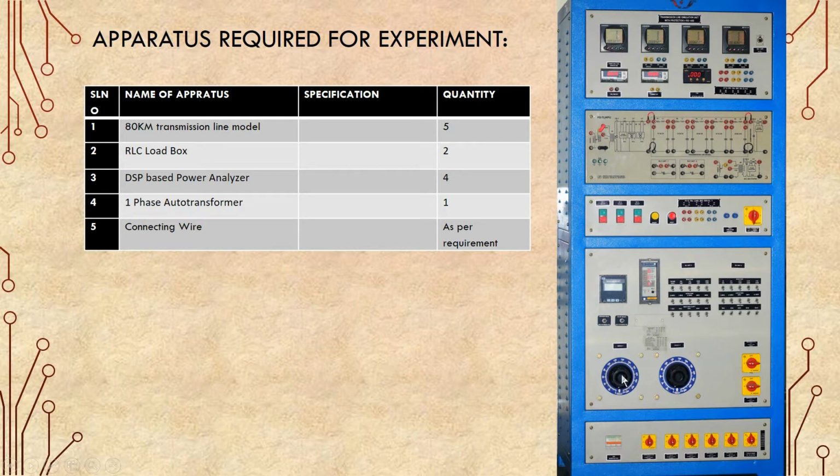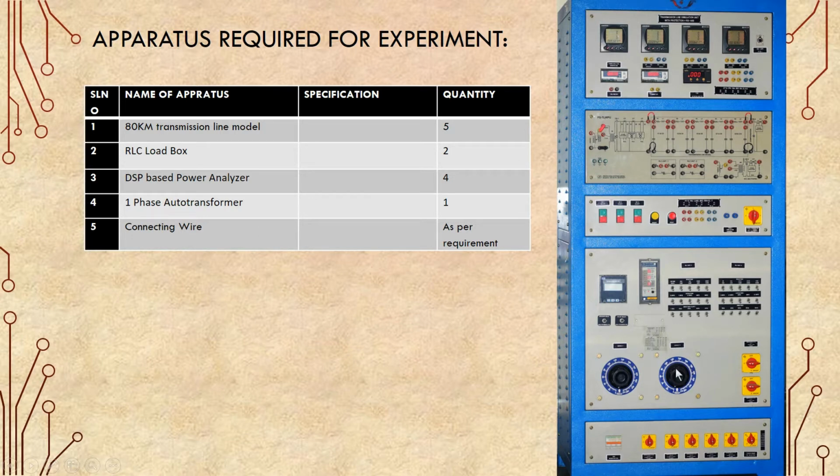And we need a single phase auto transformer. So this is the auto transformer. The auto transformer is used to feed the voltage to the transmission line. This is the terminal of the auto transformer. Here we will vary the auto transformer position so that the voltage will vary as per our requirement. The secondary auto transformer is there, which is not needed in this experiment.